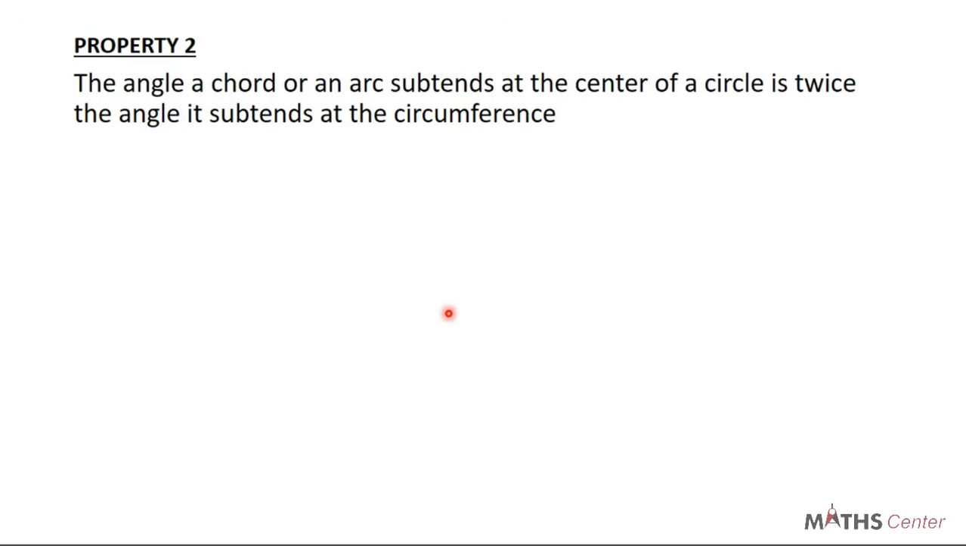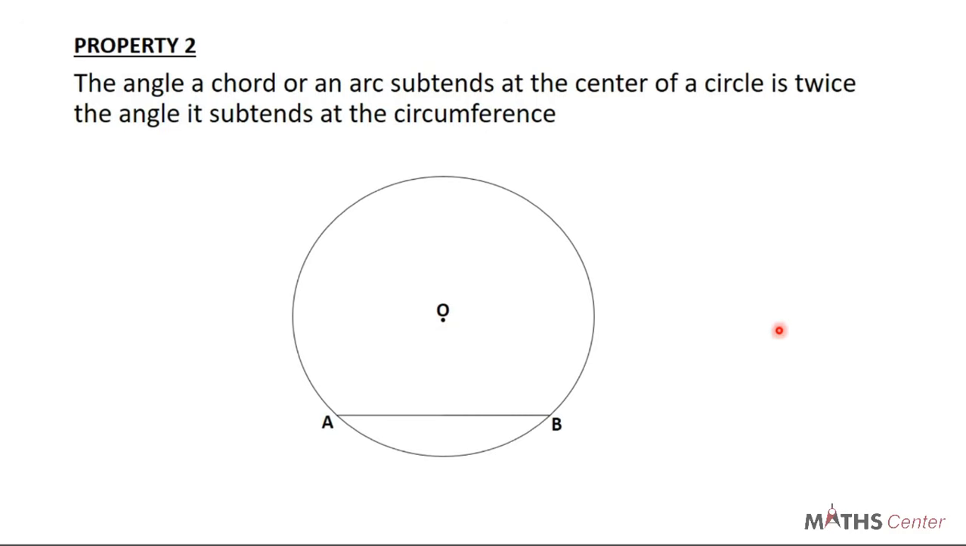The second property says that the angle a chord or an arc subtends at the center of a circle is twice the angle it subtends at the circumference. What does this also mean? So we have this circle here. Now this circle has a center called O. So here is the center of the circle. Let's say that we have this chord here, chord AB. Once again, it can be either the chord or the arc. I'm using the chord to make it simpler. So we have this chord here, chord AB.